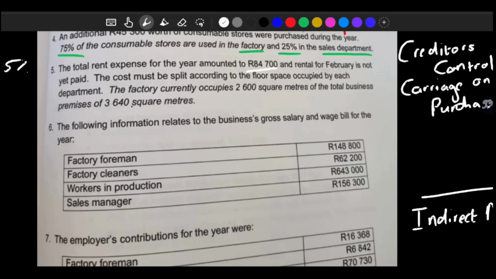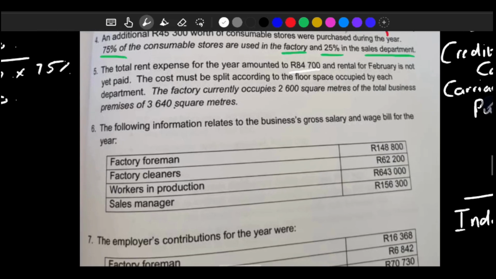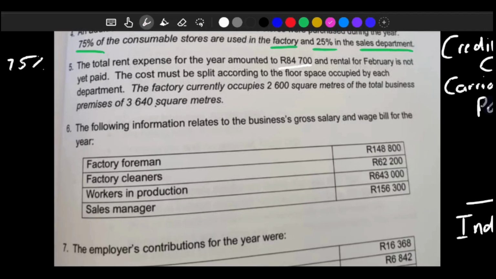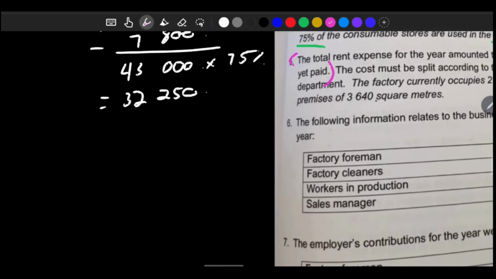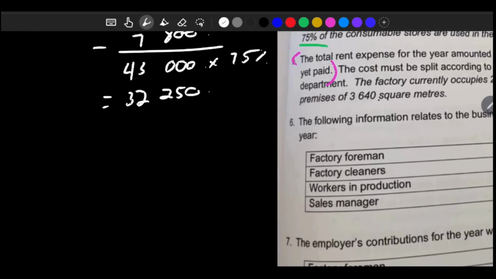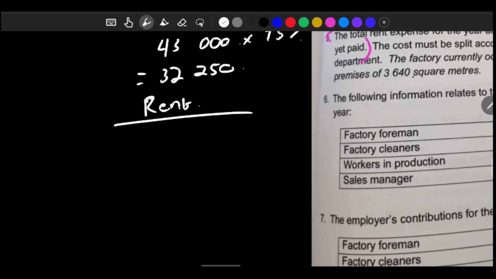The total rent expense for the year amounted to 84,700, and rental for February is not yet paid. The cost must be split according to the floor space occupied by each department. The factory occupies 2,600 square meters of the total business premises of 3,640 square meters. So let's deal with this piece by piece. Let's break it up. First, we concentrate on the first sentence. Total rent expense for the year amounted to 84,700, and rental for February is not yet paid. So that tells us that this rent, this 84,700, is not for 12 months.